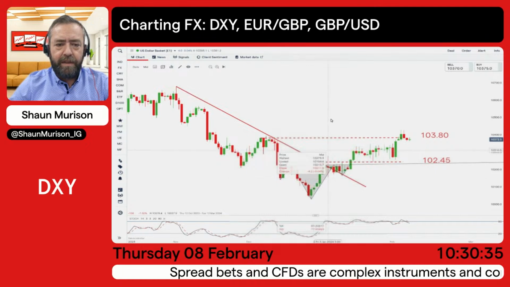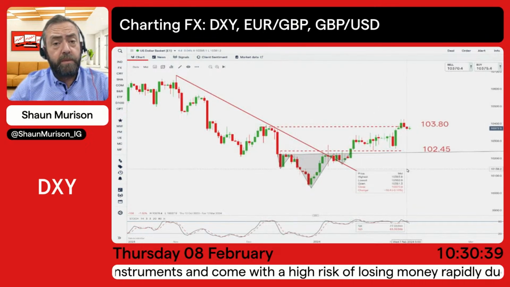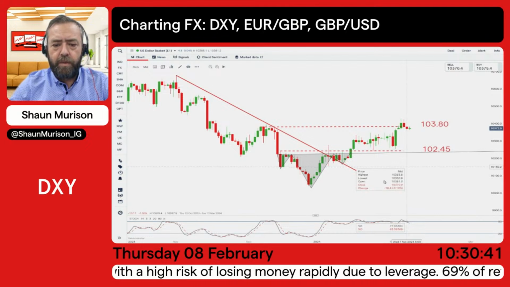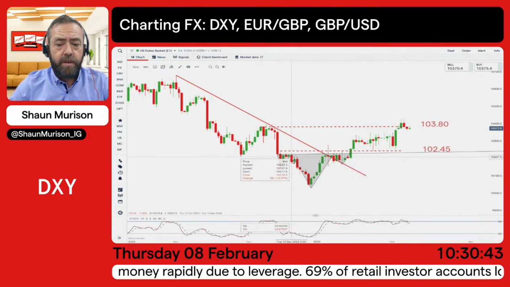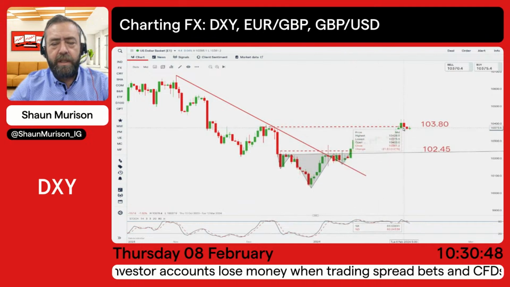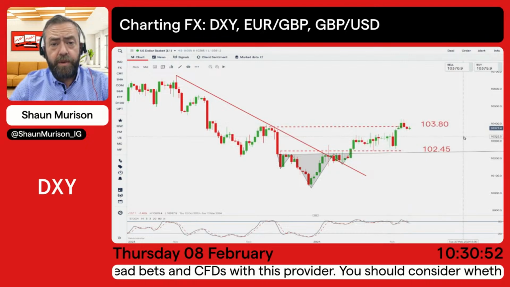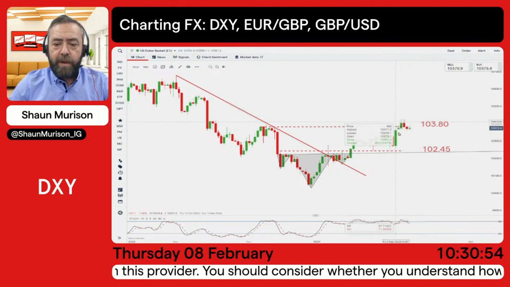We've been talking about this inverse head and shoulders, which was hinting at a short to medium-term trend reversal, and that has worked out quite well. Obviously, the inverse head and shoulders is shaded in grey. We've had our upside breakout, we had a bit of consolidation, then we've had that continuation, and we have now realized that initial target at 103.80. We're finding a bit of resistance.